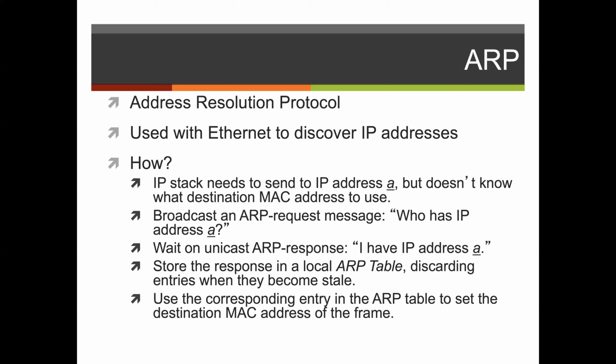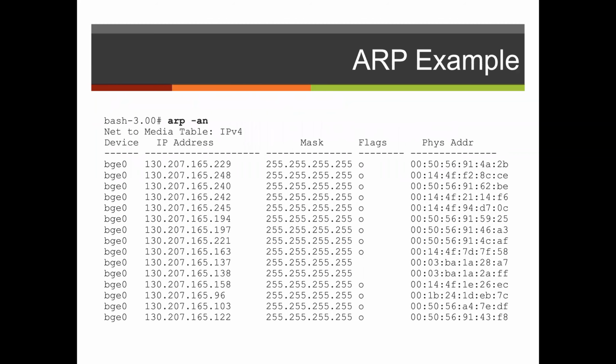We can then use the corresponding entry in the table to set the destination MAC address. Using this, we're able to use our link layer addresses to determine the appropriate IP address that could be utilized. This enables us to determine the IP address, the mask, and based on that, the physical address as well.